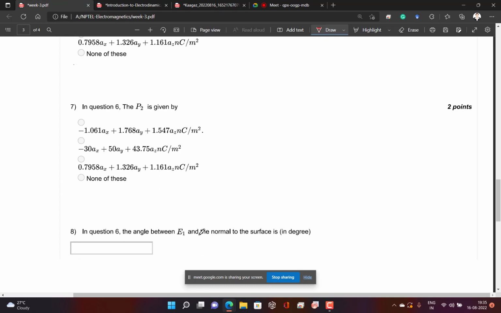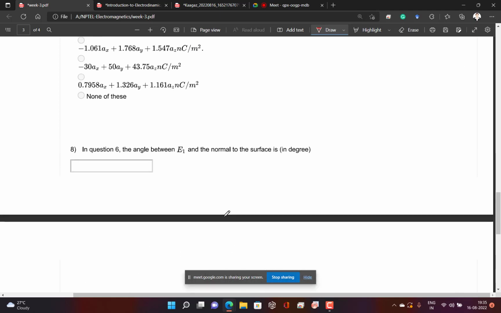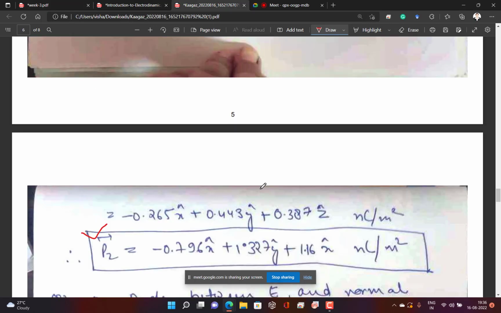In question number 6, the angle between E1 and the normal to the surface is, in degrees. Now can someone tell me how to solve this one? Think about how we can find the angle between two vectors. It's AB cos theta. Thank you. Who is it? Arun. Okay, Arun, very good. Yeah, so it's AB cos theta.